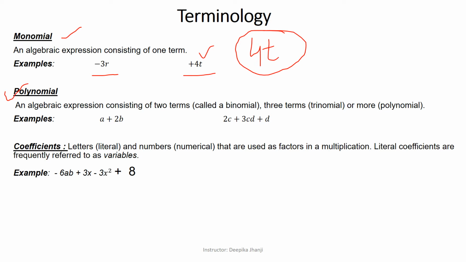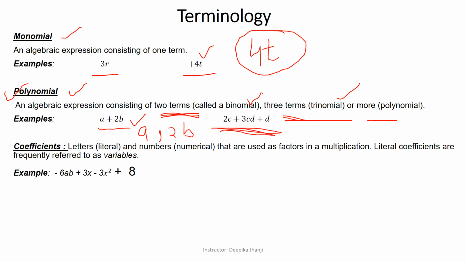Next we have polynomial. Poly means many. Any algebraic expression consisting of two terms, three terms, or more terms is called a polynomial. If an expression consists of two terms, then it is called a binomial. Bi means two. If it consists of three terms, then it is called a trinomial. Tri means three. Now here we have two terms, a and 2b, so this is a binomial. In the next expression, we have three terms, so this is a trinomial.